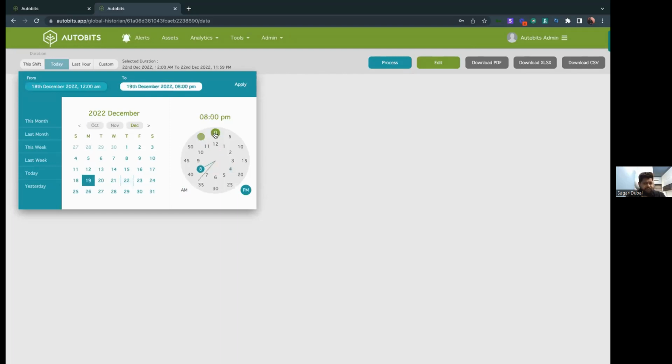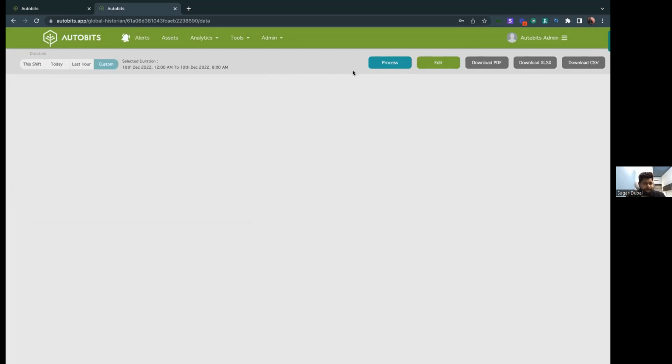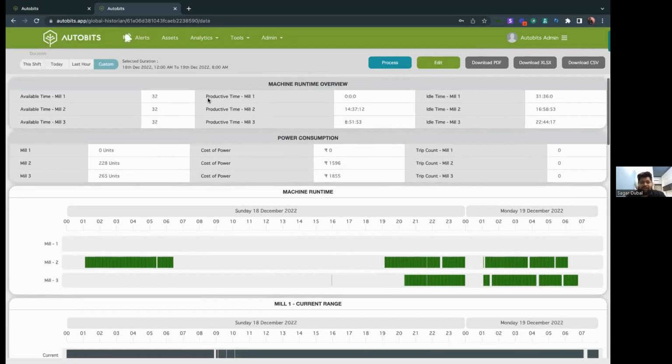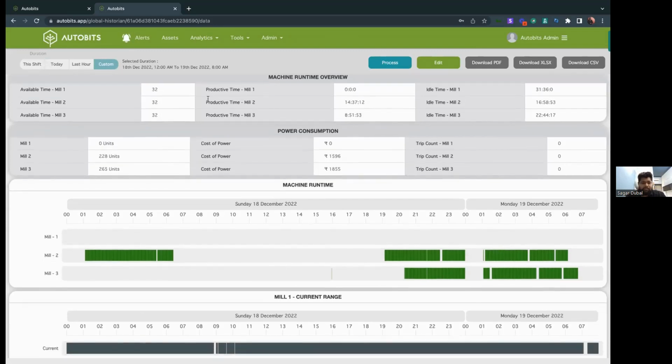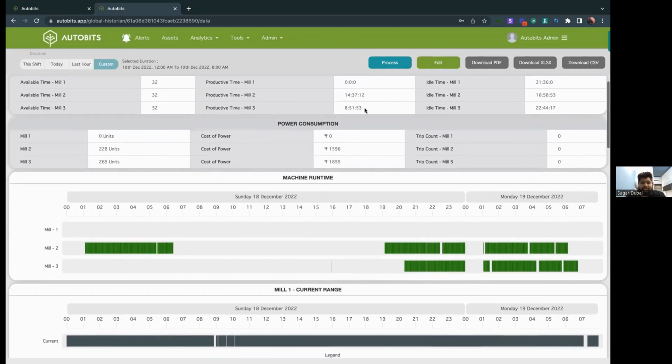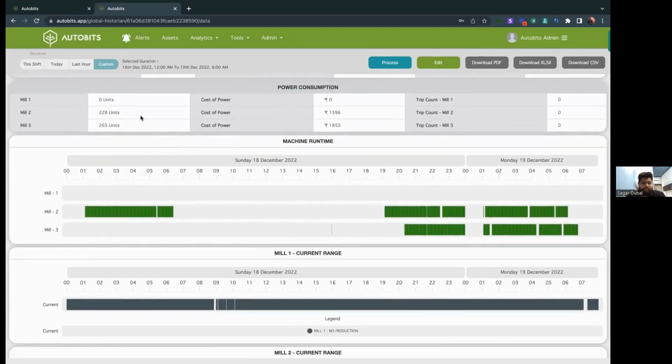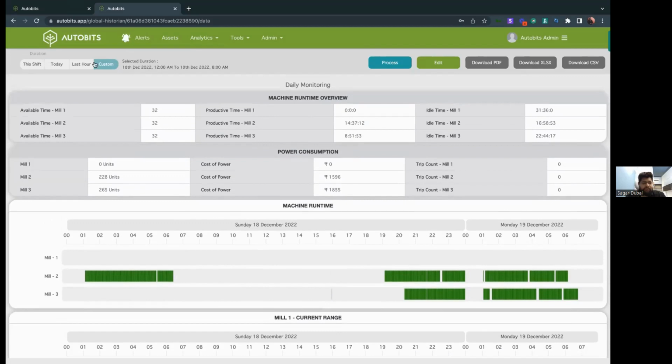So I'll just show you one report. This is a report that our client gets every day on his mail. What is the available time on the mill? What is the idle time? What is the productive time? So we can see that available time.